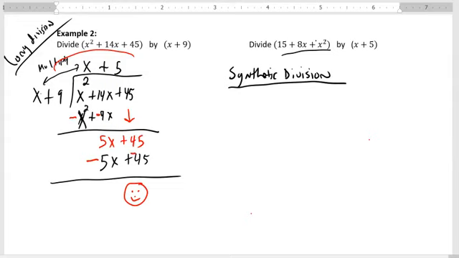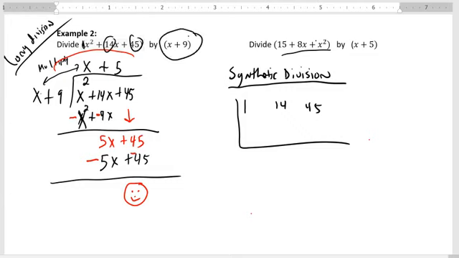The example to the left is using long division. Now we'll do synthetic division. So you want to write the coefficients of the dividend. So that's 1, 14, and 45. So that's the coefficients here.